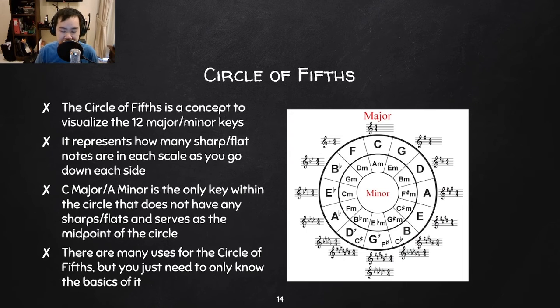And in music theory school, if you're doing any sort of classical training on music theory, like I have a little bit, they're going to force you to memorize this. And it's really useful that you do memorize this. So C major and A minor is the midpoint, and it does not have any sharps or flats and serves as the midpoint of the circle.